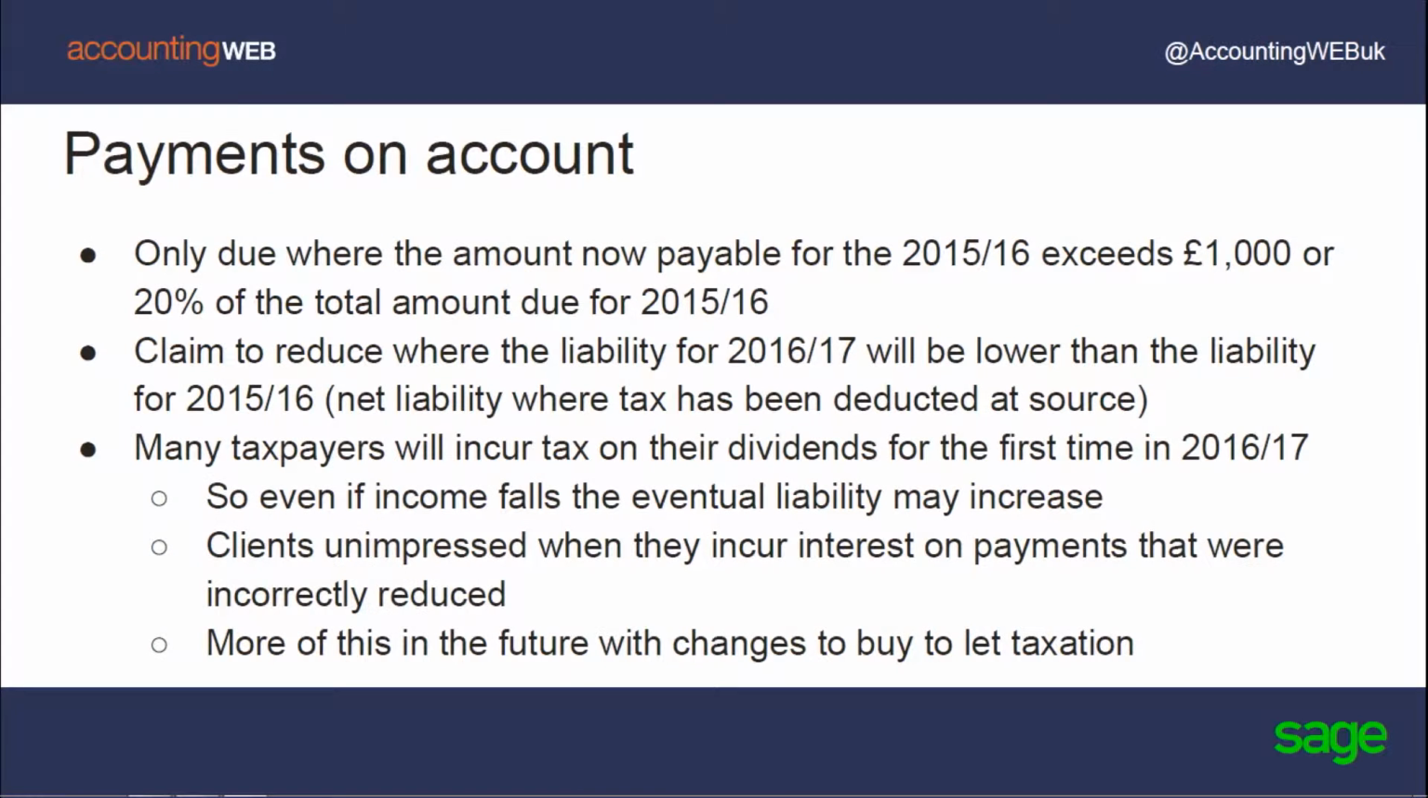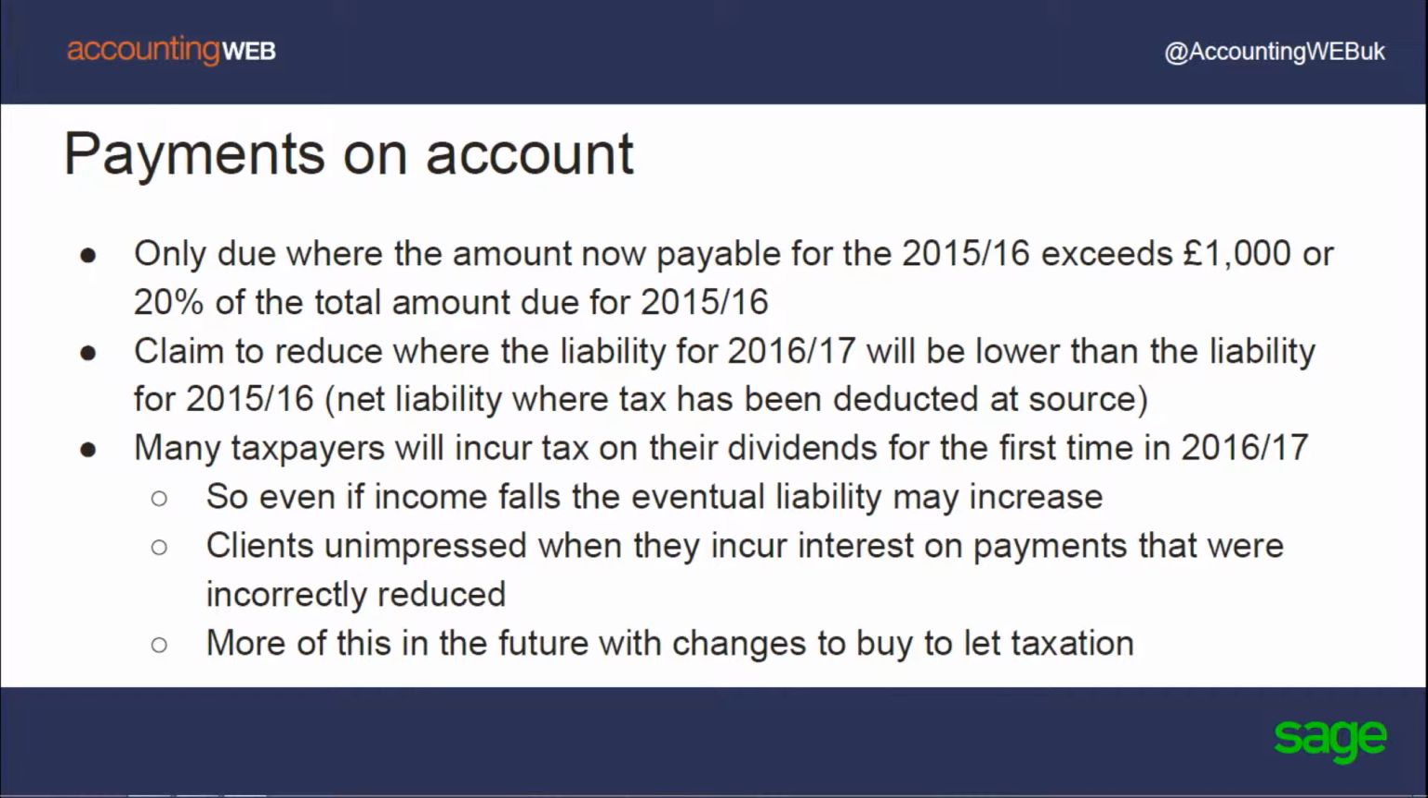So there are payments on account due of 50% of the last year's liability, 2015-16, and that's due in respect of 16-17 if the amount payable after looking at tax that's been deducted either exceeds £1,000 or 20% of the total amount due for 15-16. So that triggers off your payments on account.